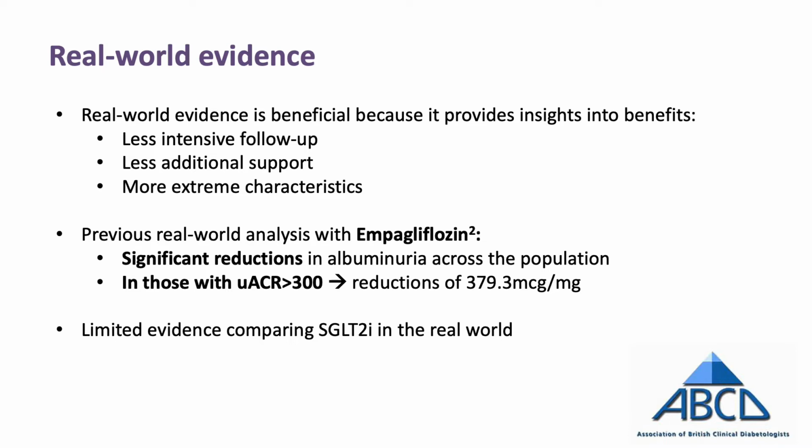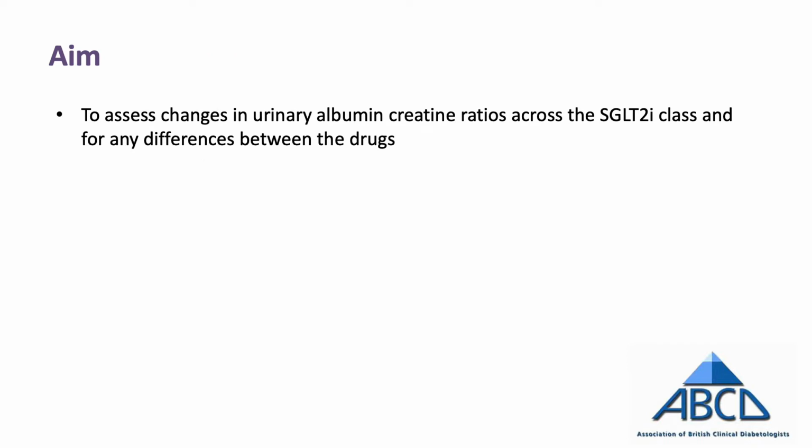To our knowledge, there's limited evidence available at present comparing the efficacy of different SGLT2 inhibitors in the real world on the outcomes related to urinary albumin creatinine concentrations. With this in mind, the aim of this analysis was to assess changes in urinary albumin creatinine ratios across the SGLT2 inhibitor class and to look for any particular difference between the drugs.